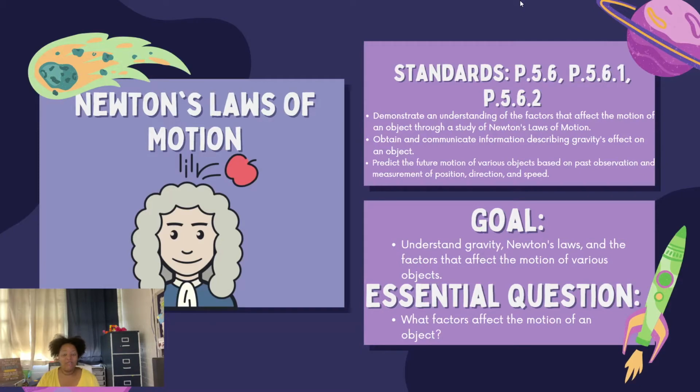So we're going to be covering 3 standards today, and the first standard says that we are going to demonstrate an understanding of the factors that affect the motion of an object through a study of Newton's laws of motion. The second standard says that we are going to obtain and communicate information describing gravity's effect on an object. And the third standard that we're going to focus on today says that we're going to predict the future motion of various objects based on past observation and measurement of position, direction, and speed.